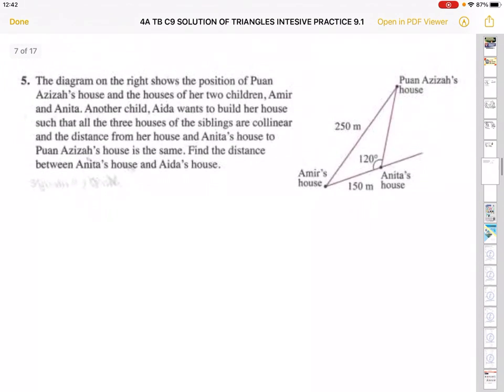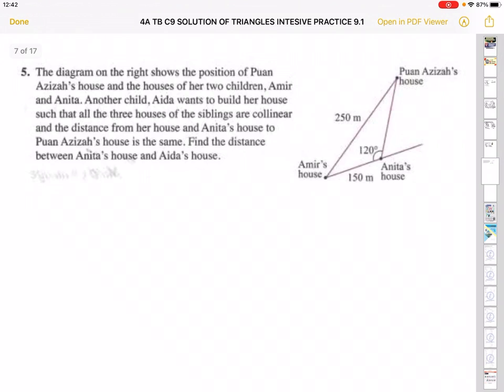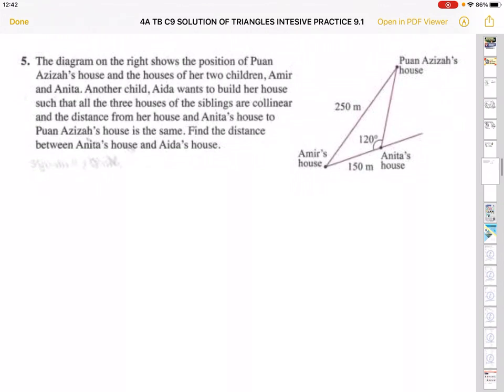Okay, so this one is related to the position of a house using the sine rule. Now here we have Aziza's house, and the houses of the two children, Amir and Anita. So Amir, I'm going to put M, because they all start with the letter A, right? Aziza, Amir, Anita, the kids are all letter A. So Anita, I put N, the second letter. Aziza, I put Z.